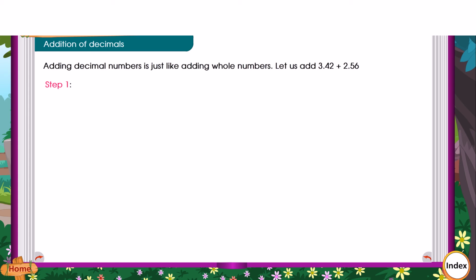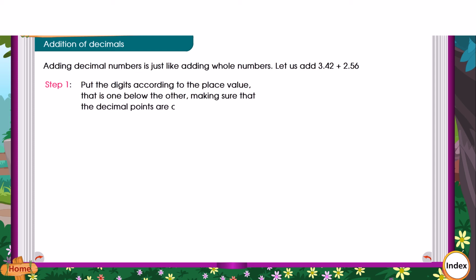Addition of decimals. Adding decimal numbers is just like adding whole numbers. Let us add 3.42 plus 2.56. Step 1. Put the digits according to the place value, that is, one below the other. Make sure that the decimal points are also exactly one below the other. Ones below ones, tens below tens, and so on.